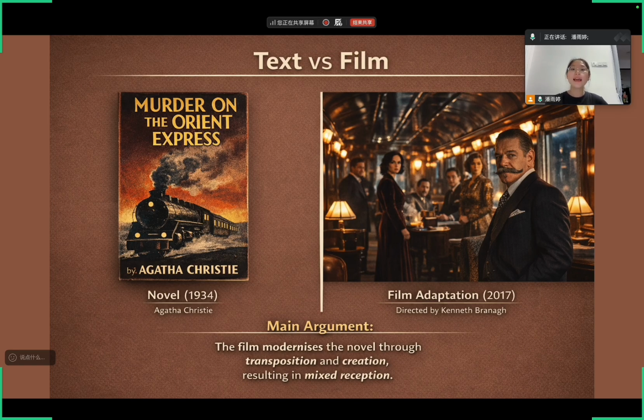The novel is a classical example of detective fiction. It is slow-paced and claustrophobic, and it relies heavily on dialogue and subtle clues to build suspense. In contrast, the 2017 film transforms this static story into a visually dynamic spectacle. My main argument is that the adaptation modernizes the original text through transposition and creation, but this also leads to a mixed reception, especially regarding faithfulness to the novel.